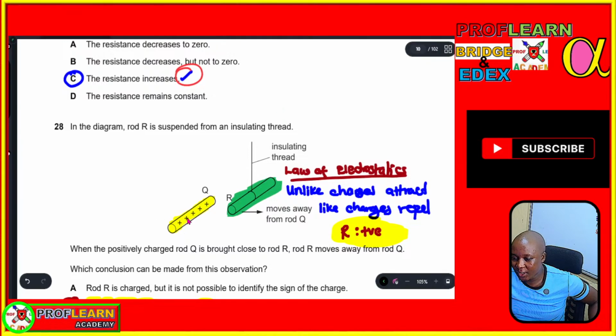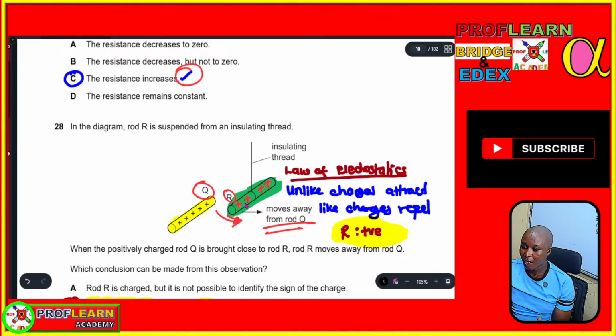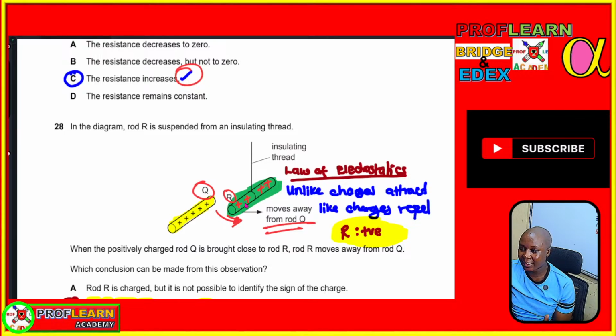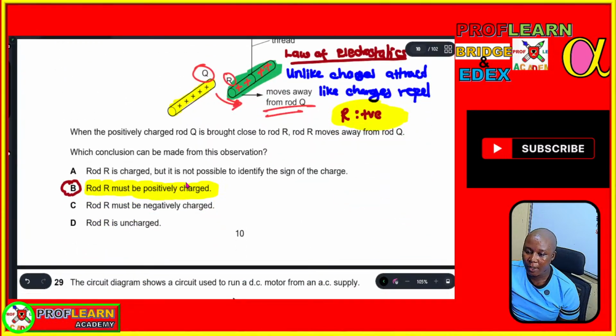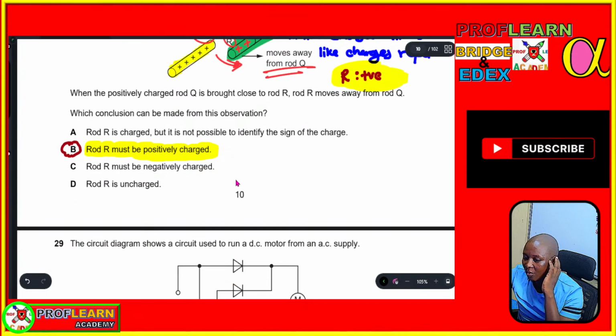We are told that when this rod Q is brought close to R, R moves away. But if you look, Q is positively charged, so it's repelling R. So R also must have a positive charge, and that's why it's being repelled away. From the law of electrostatics, unlike charges attract, like charges repel. So that is why we're going to say rod R must be positively charged. That's why it's moving away. And you need to remember that materials are charged by rubbing the materials against one another.